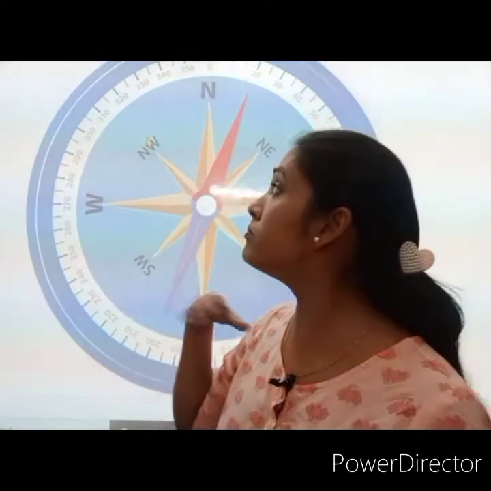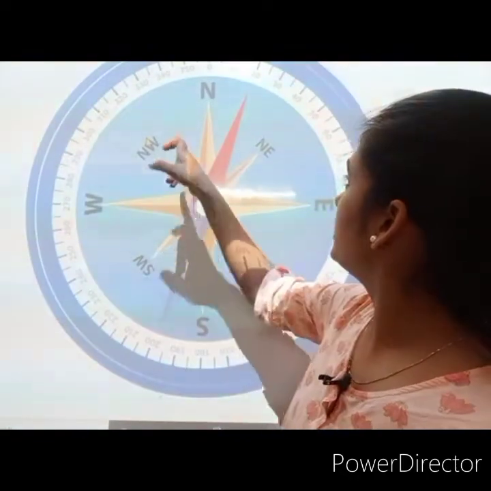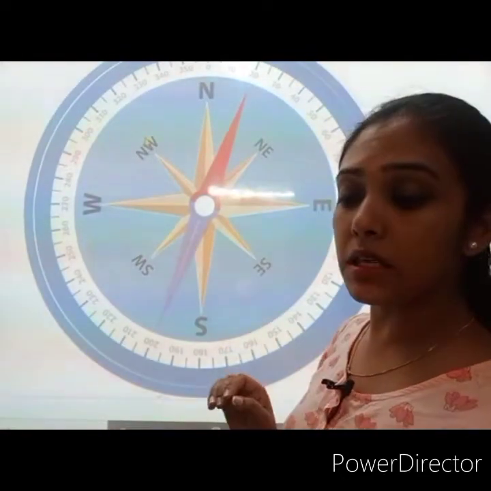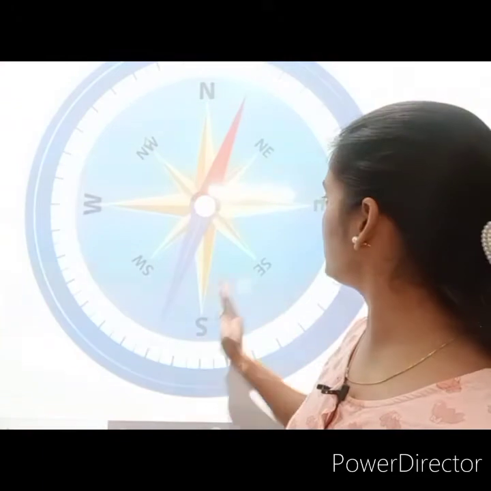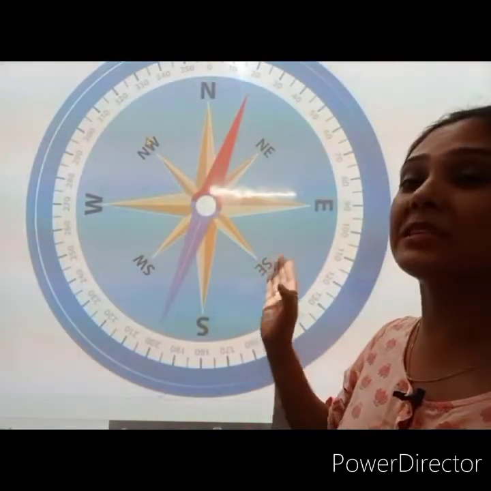Now children, there are more directions which you may or may not have studied. They are the sub-directions, also known as the intermediate directions. They are northwest, which lies between north and west. Then it is northeast, which lies between north and east. Then we have southeast, which lies between south and east, and southwest, which lies between south and west. These sub-directions make locating a place much easier.